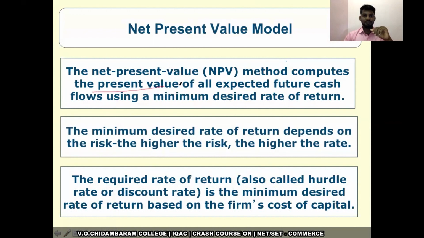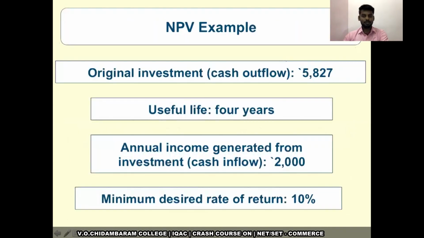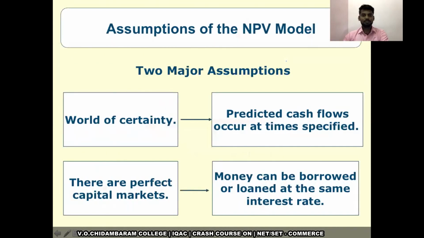It considers the present value of all the expected future cash flows using a minimum rate of return. So that's what we had seen, and the outcome of it is that you have to either accept or reject. The decision rule is that if it is positive, you can accept. If it is negative, you have to reject anyhow.